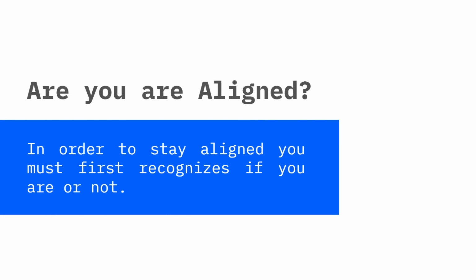Sometimes you assume you're aligned when you're not. Teams break out into solo work and end up duplicating efforts or delivering things that aren't useful. In order to stay aligned, you must first recognize if you are or not.